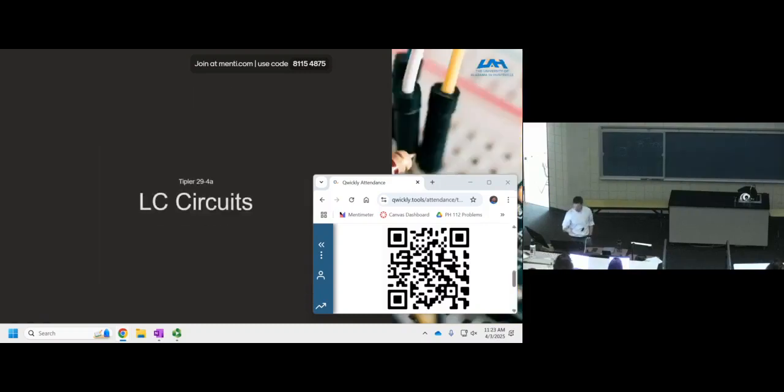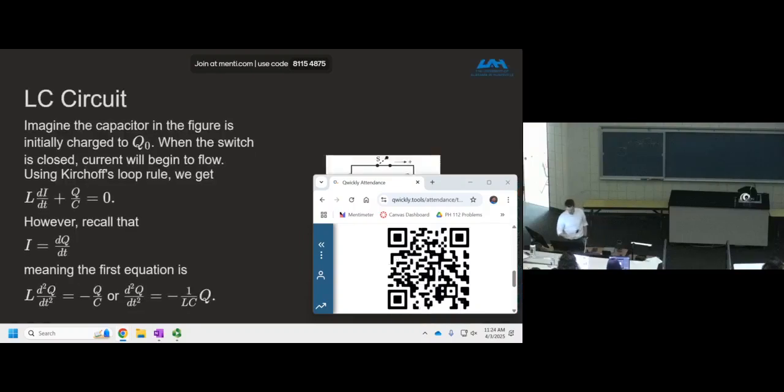And we're going to look at LC circuits, but without any generator in it whatsoever. So this is going to be an undriven LC circuit. What I mean by that is, if you look on your devices, if you scanned in, all that this circuit has is a resistor, an inductor and a capacitor in it.